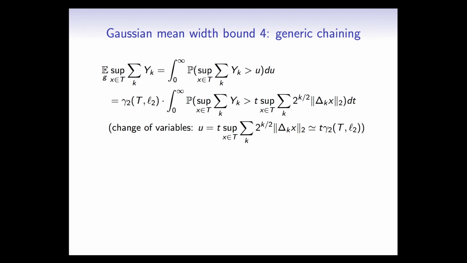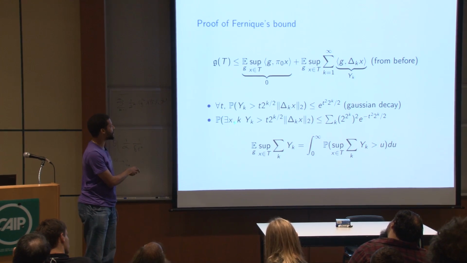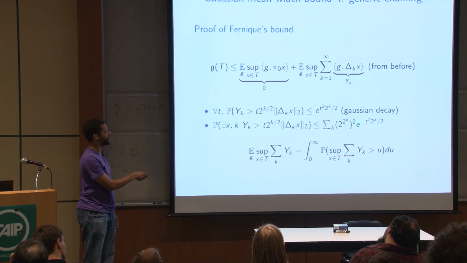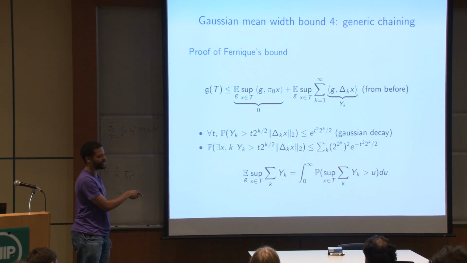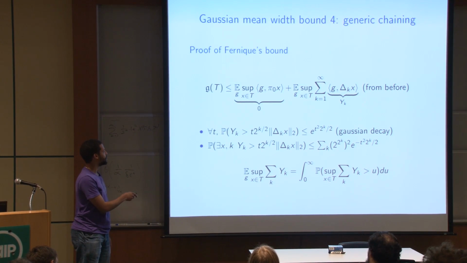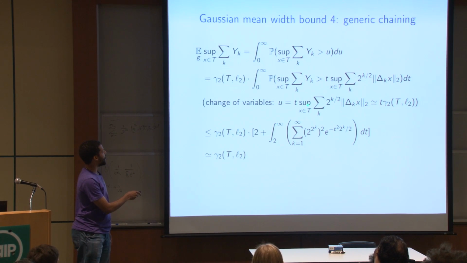Okay? But the last slide, for this random variable to be bigger than this expression, it must be the case that there is some x and k such that this thing is bigger than that, right? If for all x and k's this was smaller than that, then the sum would be smaller. So the fact that the sum is too big means that there is an x and k that deviates by too much.